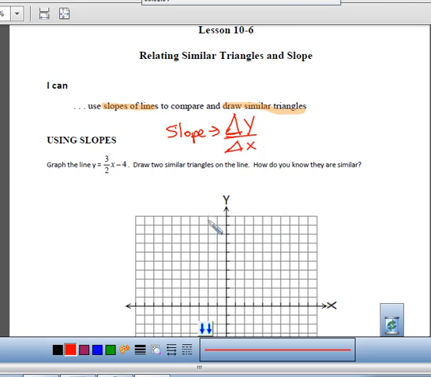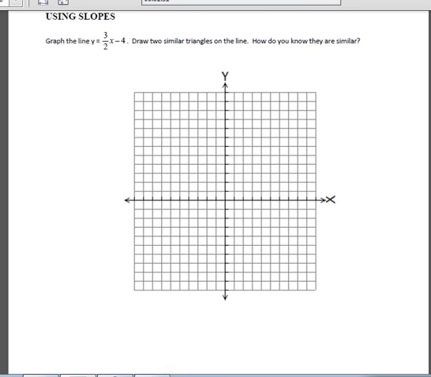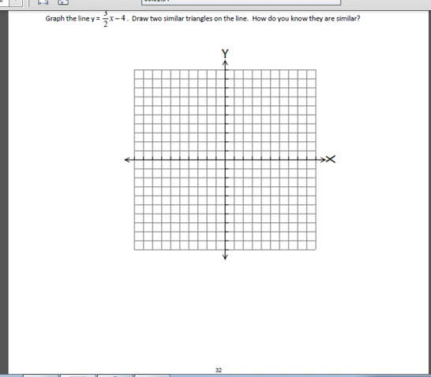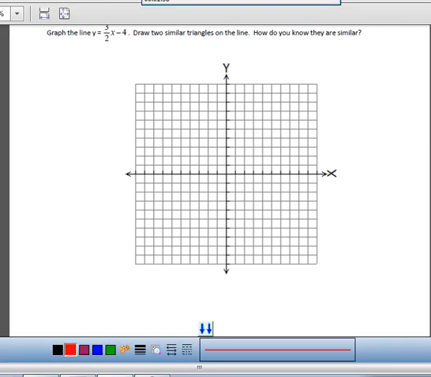Okay? So, the first example says graph the line y equals 3 over 2x minus 4. Draw two similar triangles on the line. Actually, we're going to draw 4 on the line. How do you know they are similar? Okay, so let me clear the screen, and I'll move this up so we have plenty of workspace. Alright, so first let's do graphing the line.